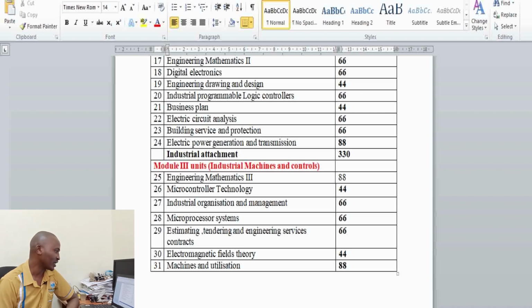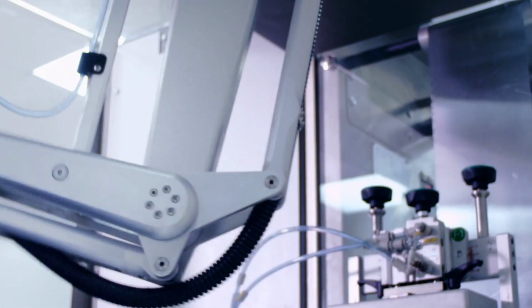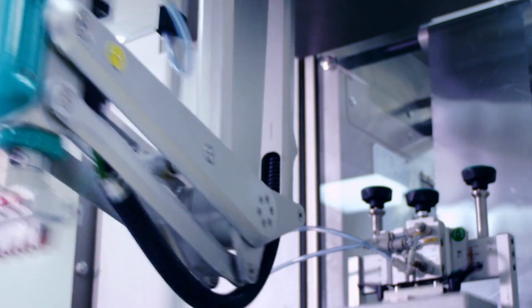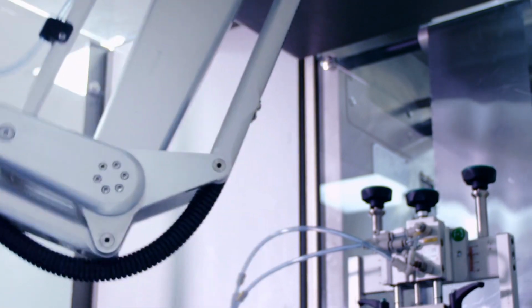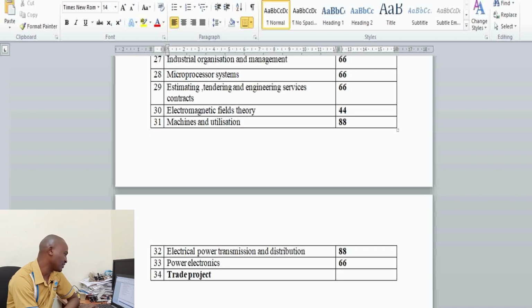Now, for the third year of study, here you gain some more knowledge on industrial machines and controls. The units are engineering mathematics 3, which builds up from the first and second year work. There is microcontroller technology, industrial organization management, microprocessor system. So more knowledge on controllers and microprocessors, estimating, tendering, and engineering service and contracts. More knowledge on installation work, electromagnetic field theory, which is more of a new area. Then you have machine and utilization.